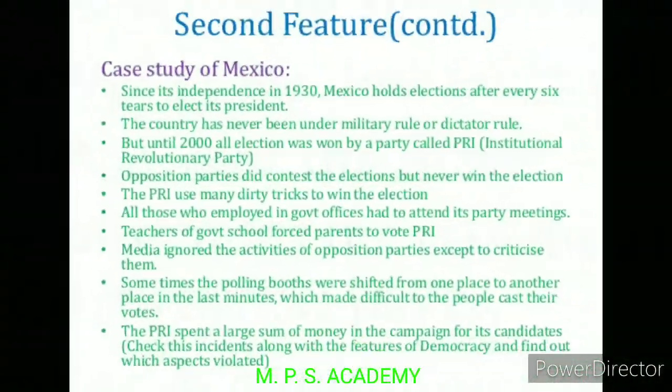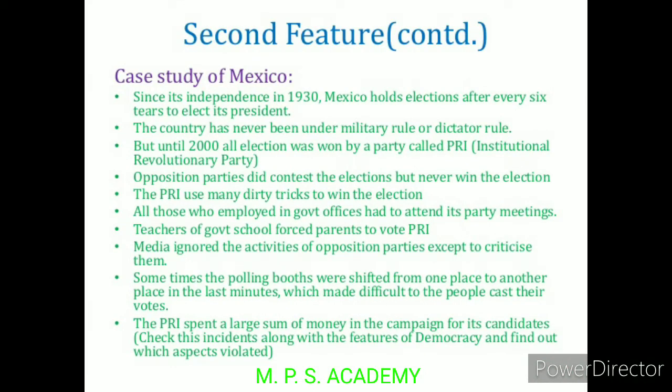So now what happened? We will take a look at Mexico. Now, which form of government is in Mexico? Since its independence in 1930, Mexico holds an election every 6 years to elect its president. The country has never been under military rule or dictator rule. Means it is always in democracy. But until 2000, all elections were won by a party called PRI, that is the Institutional Revolutionary Party. Opposition parties did contest the election but never won.